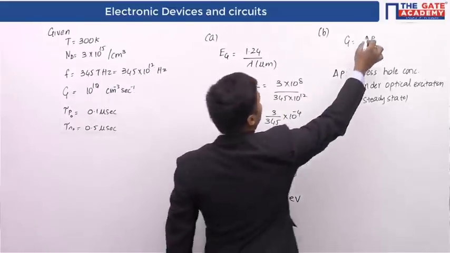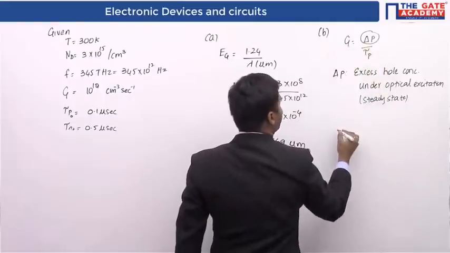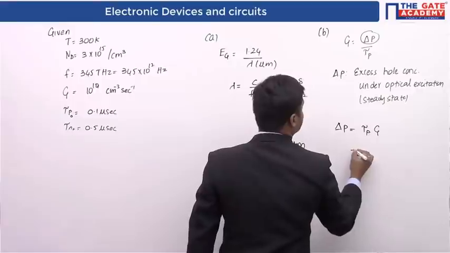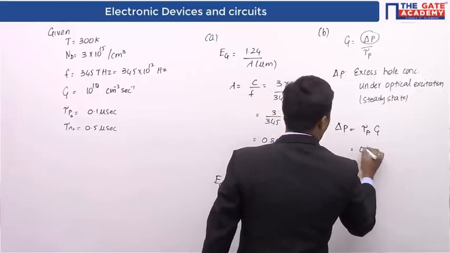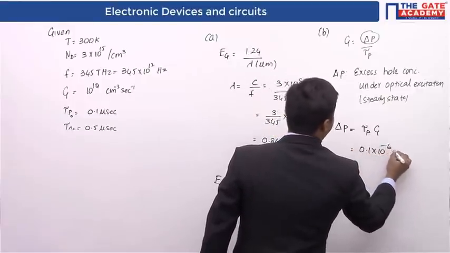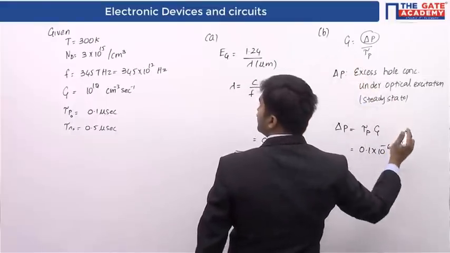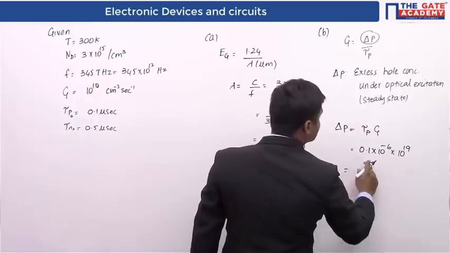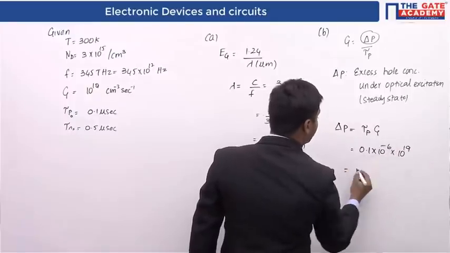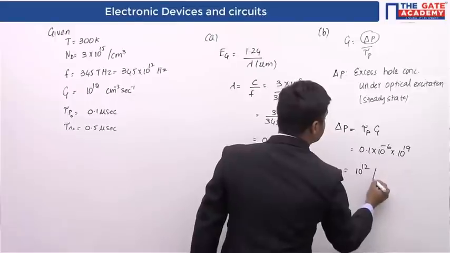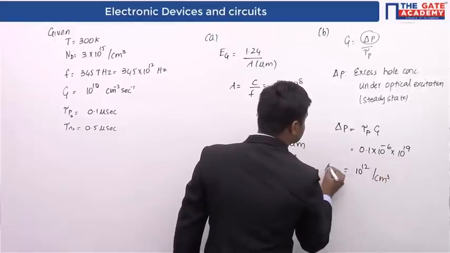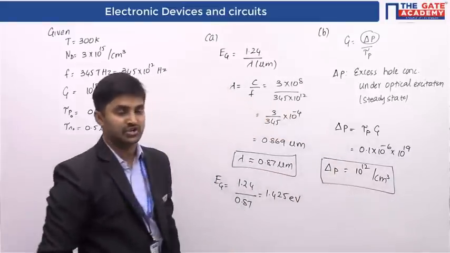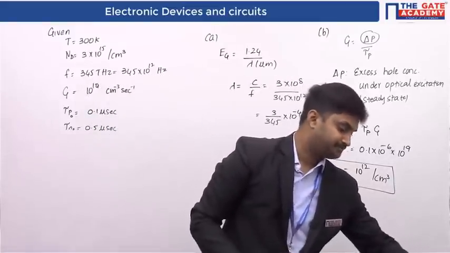We wanted to find this value, which is given by del P equal to tau P multiplied by the generation rate. What is tau P? 0.1 into 10 power minus 6 multiplied by the generation rate, which is given to be 10 power 19. So the value is 10 power minus 7 into 10 power 19, which is 10 power 12 per centimeter cube. This is the excess hole concentration under steady state.